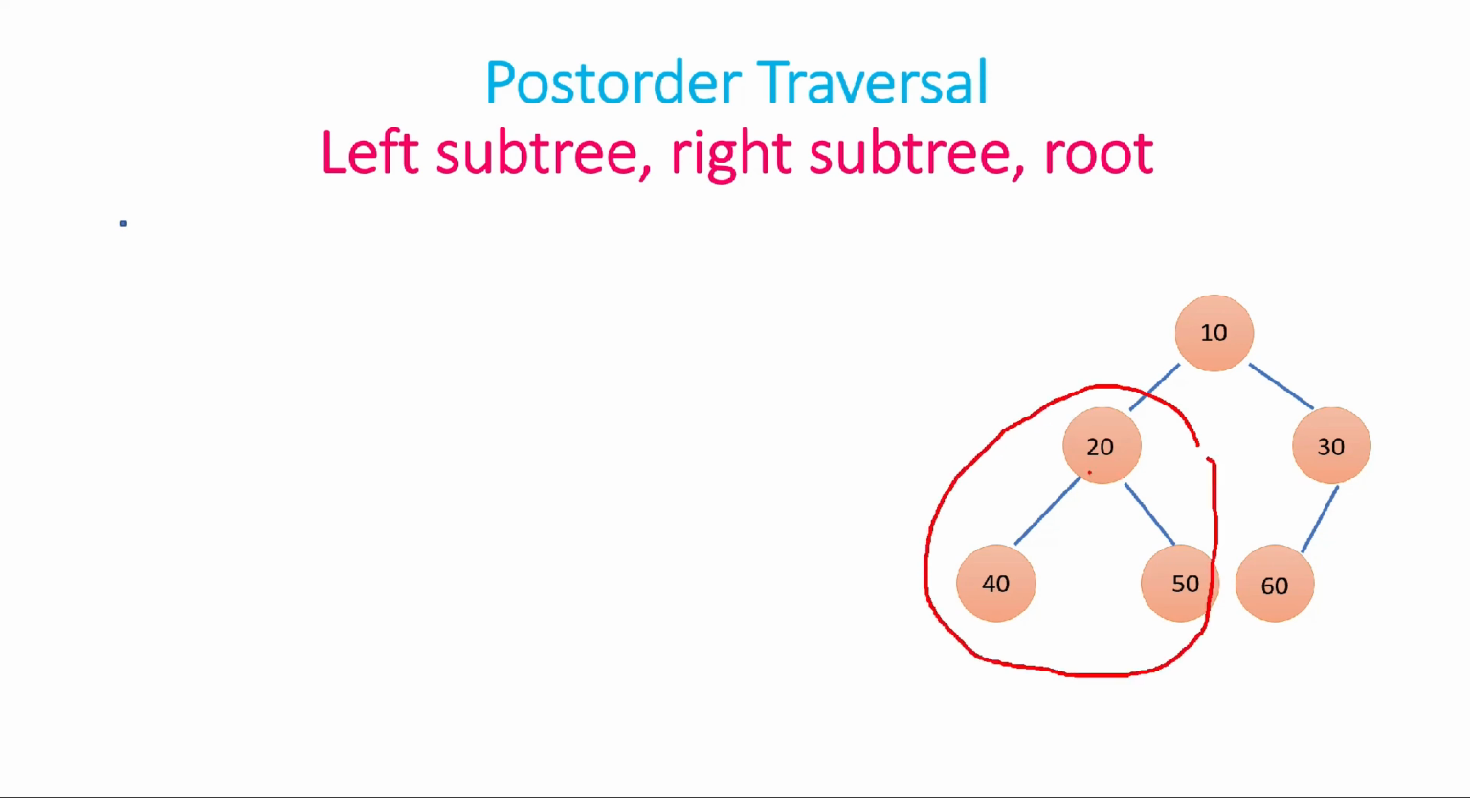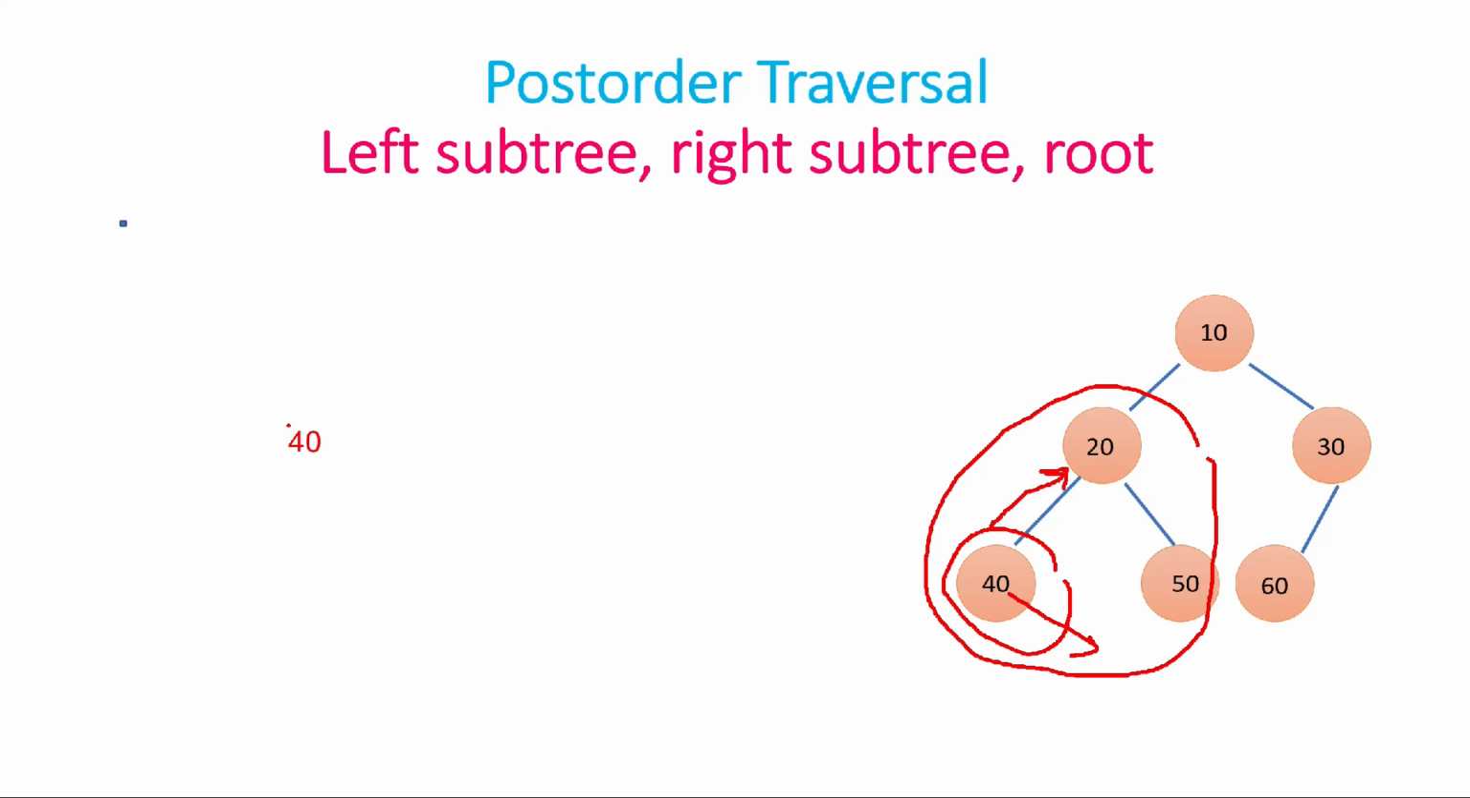From 20, what is its left subtree? 40. So you come to 40. Then what is its left subtree? None. So you'll return to 40, but you'll not print it. Then you'll go to the right subtree. There's none, so you'll return. Now you'll print 40. So the first value you got is 40. Now you backtrack to 20.